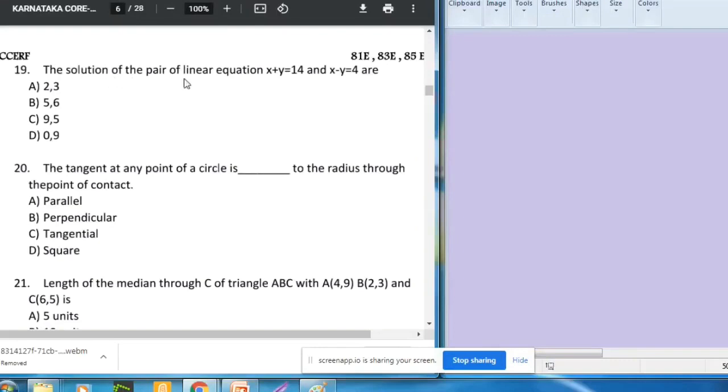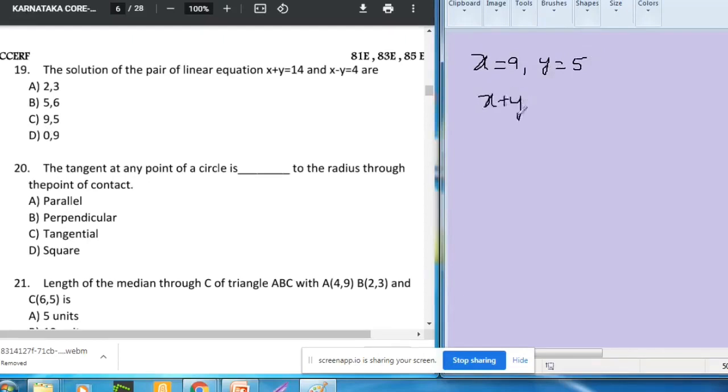19th question. The solution of the pair of linear equations x plus y is equal to 14 and x minus y is equal to 4 is. The correct option for this question is C. x is 9 and y is 5 is the correct option. We'll check why this C option is correct.